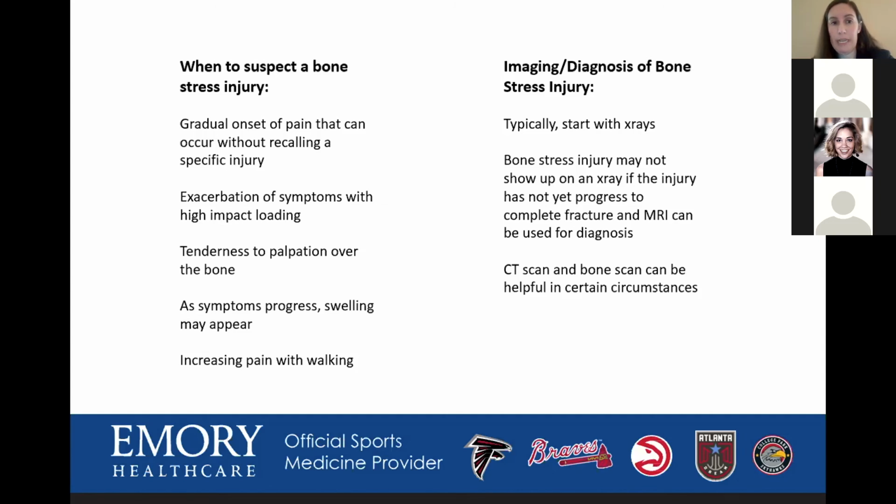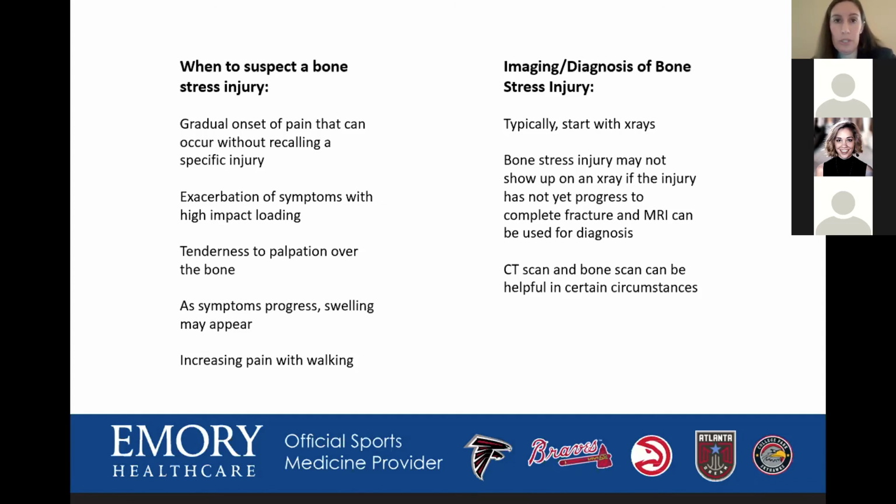And then there's bony tenderness, palpation right over the bone. So if you're able to push right over it and their pain is worse, versus kind of differentiating between the soft tissue structures that are nearby. Oftentimes you've got to get very specific, pushing right over the bone versus the soft tissues right next to the bone, to get a good sense of whether your suspicion is that this is actually bony or more of a soft tissue concern. As symptoms progress, you may notice some swelling and then increasing pain with walking.